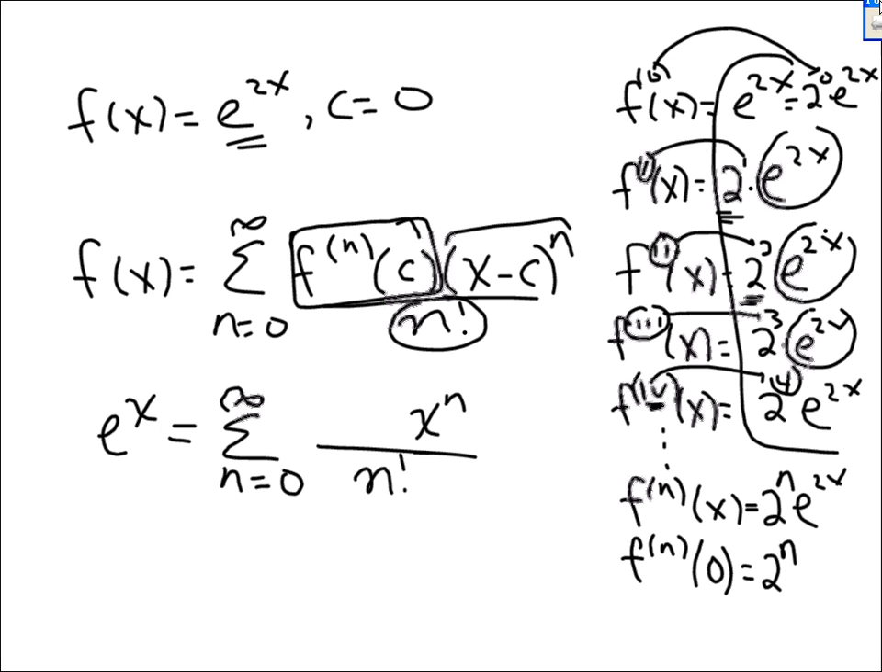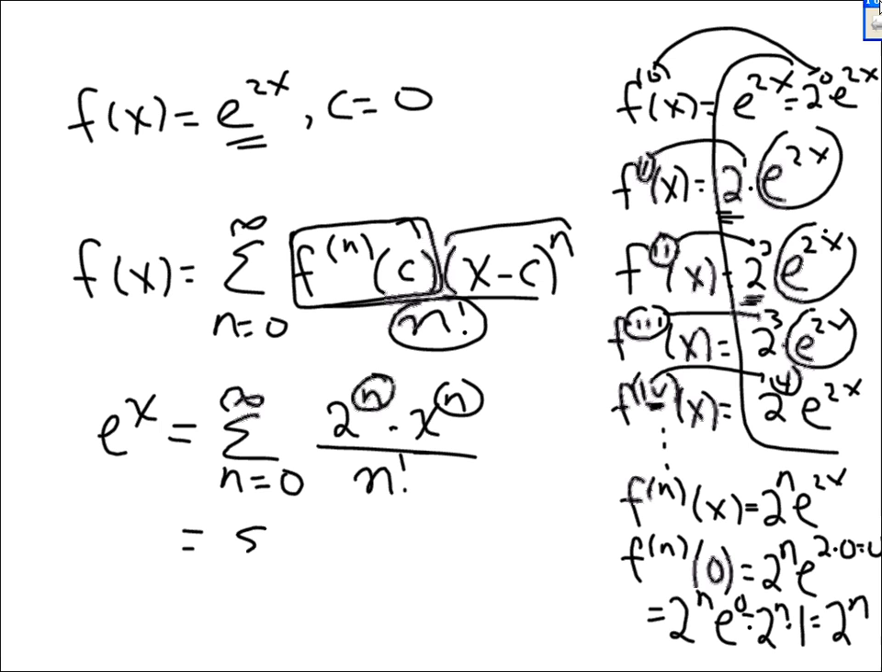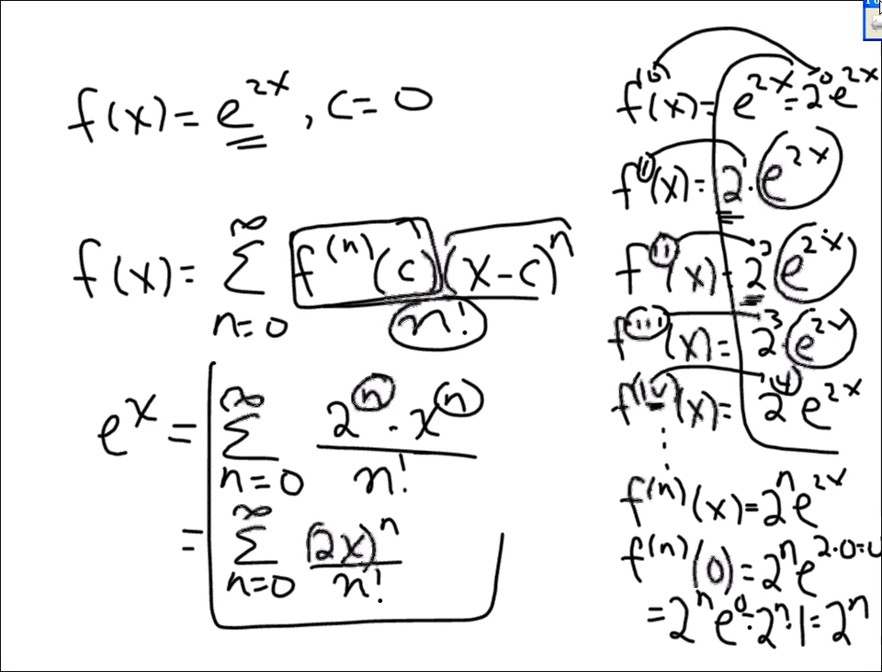So you get 2 to the n times e to the 2 times 0. 2 times 0 is 0. You get 2 to the n times e to the 0. That e to the 0 is 1. 2 to the n times 1 is 2 to the n. Since we're multiplying and the powers are the same, you have every right to multiply the bases and raise that to the nth power. And either one of these would be acceptable. My taste is to use the bottom one.